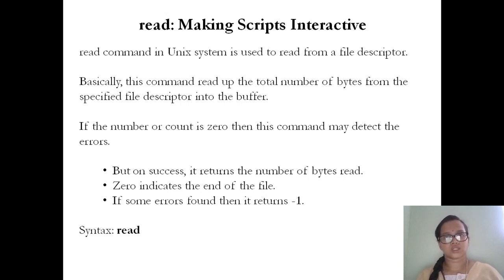In a Unix system, it is used to read from a file descriptor. Basically, this command reads up to a total number of bytes from the specified file descriptor into a particular buffer. If the count is 0, then this command may detect errors. On success, it returns the number of bytes read. 0 indicates the end of the file, and if some error is found, then it returns -1, so a negative number is returned for the error. So what is the syntax? It is very simple. Read.